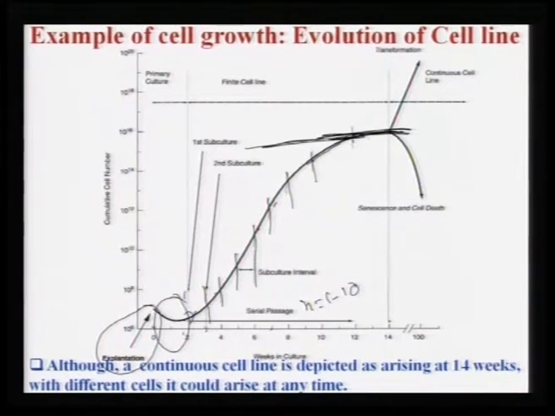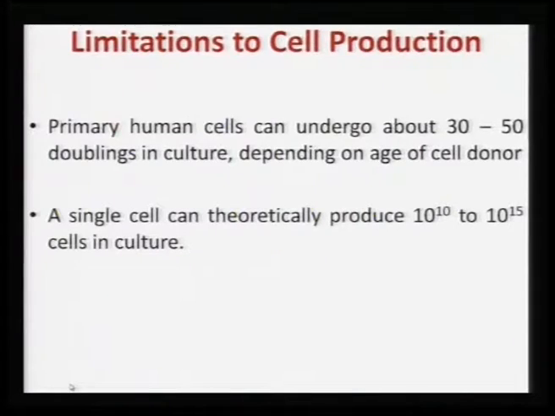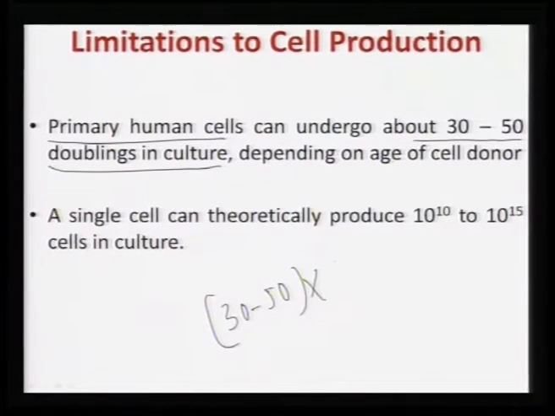And at many stages, if you keep on growing the cells after the continuous cell cycle, cells also undergo certain death processes. So, cells will undergo apoptosis. Limitation of cell production: typically primary human cells can undergo 30 to 50 doublings in culture. 30 to 50 doublings means it will undergo 30 to 50 times multiplied by Td.